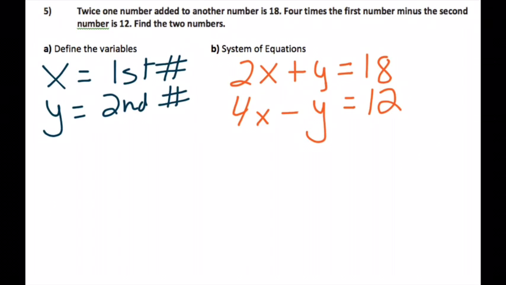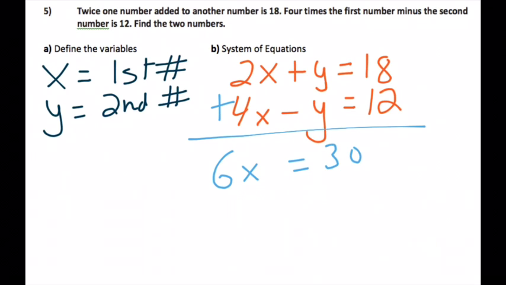Okay, now I have it set up really nicely where I can just add it together and eliminate my y's. So I'm going to add these two together. I get 2x plus 4x is 6x. Y plus a negative y is 0, equals 18 plus 12 is 30. If I divide both sides by 6, I get x equals 5. So I know that my first number is 5.